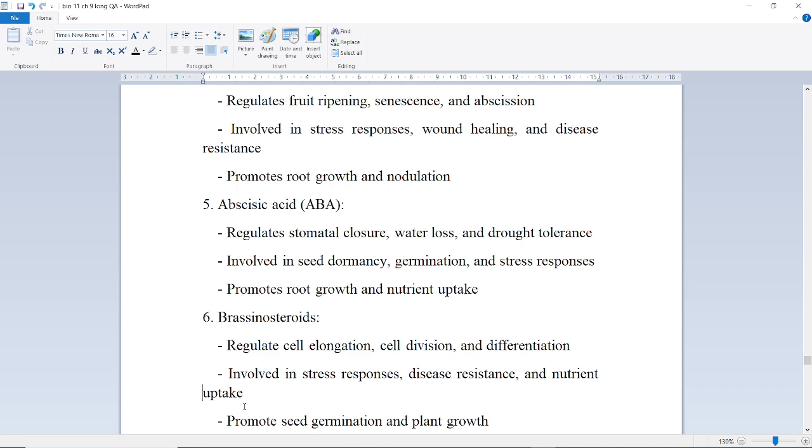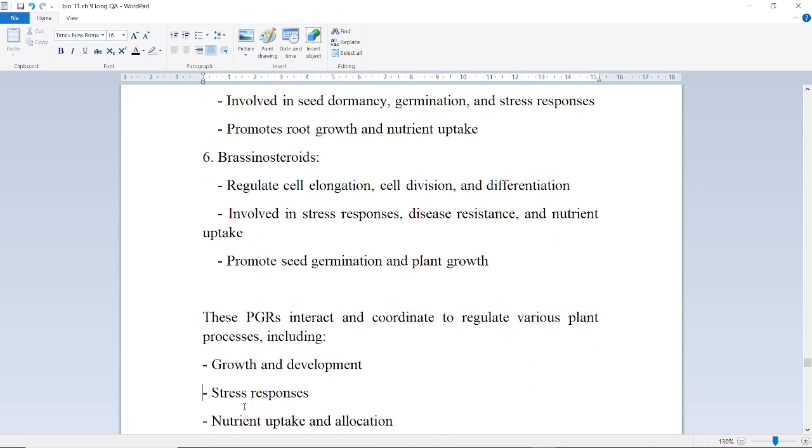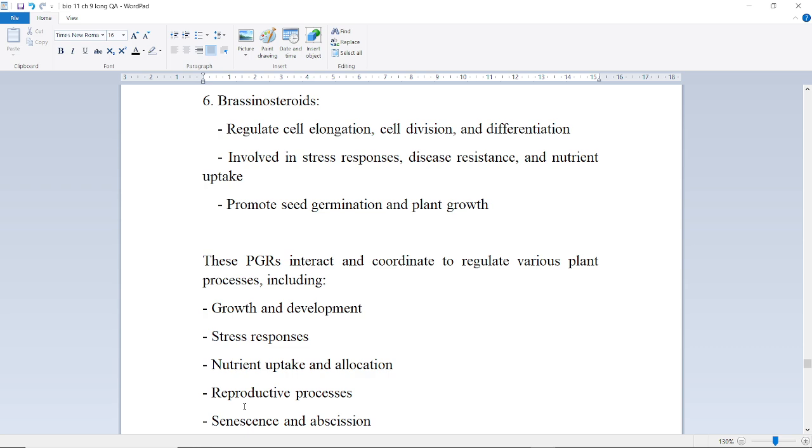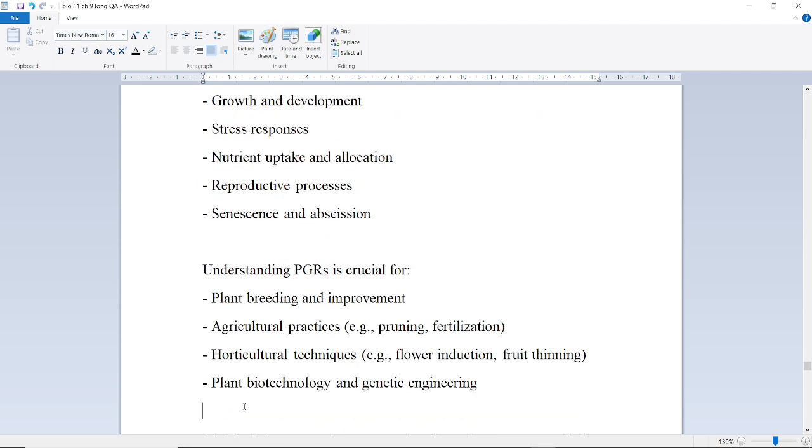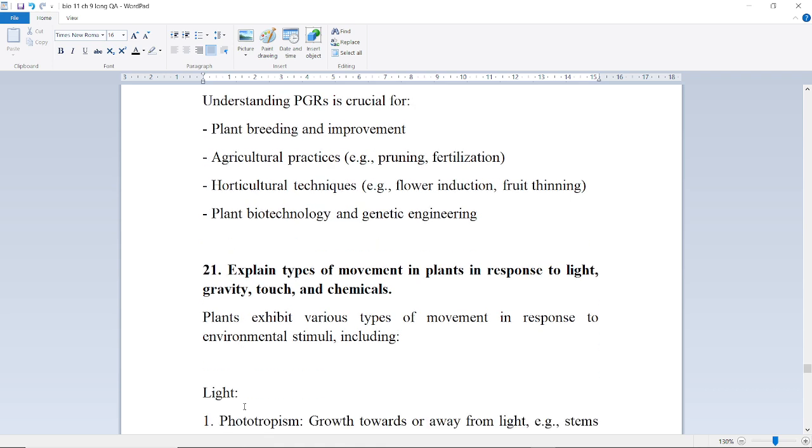Next is brassinosteroids. They regulate cell elongation, cell division, and differentiation, involved in stress responses, disease resistance, and nutrient uptake, promote seed germination and plant growth. These PGRs interact and coordinate to regulate various plant processes including growth, development, stress responses, nutrient uptake and allocation, reproductive processes, senescence and abscission. Understanding PGRs is crucial for plant breeding improvement, agriculture practices, horticulture techniques, plant biotechnology and genetic engineering.